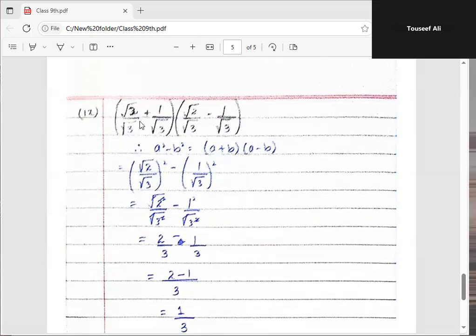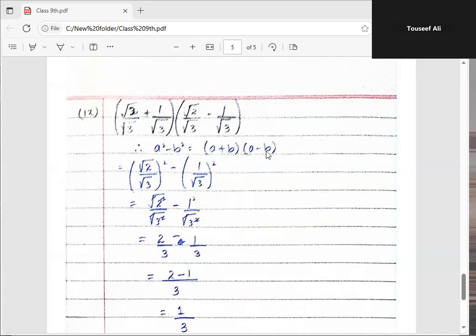root 2 in division form. This is in division form and also in multiplication form. Root 2 divided by root 3 plus 1 divided by root 3, into root 2 divided by root 3 minus 1 divided by root 3. Here these two terms are the same, but here is plus and here is minus. This means this is the open form of the formula a plus b and a minus b. This is a and this is b, and this is a, this is b, but the sign is different. So we will solve this question by using this formula.